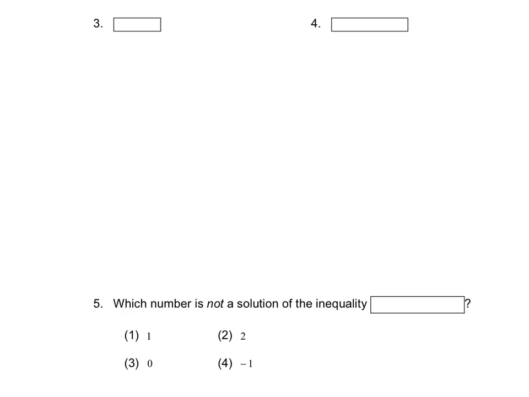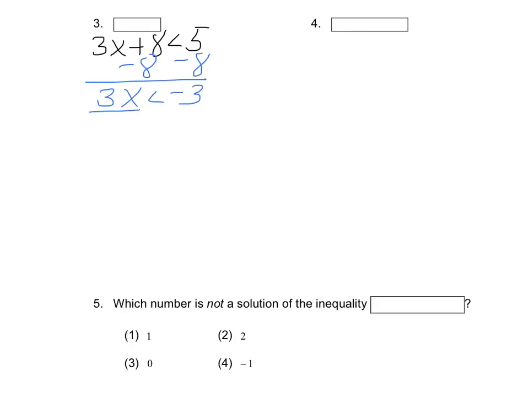Let's see what number 3 would be. Filling in number 3, 3x plus 8 is less than 5. All right, it's only got one inequality symbol, so we're going to solve. We're going to subtract 8 on both sides. We have 3x is less than a negative 3. We're going to divide by 3. Now we're dividing by a positive, not a negative. So my symbol is not going to switch. So I have x is less than a negative 1.